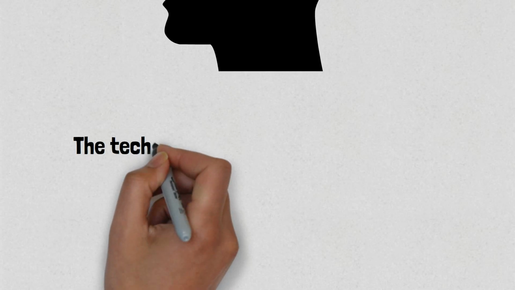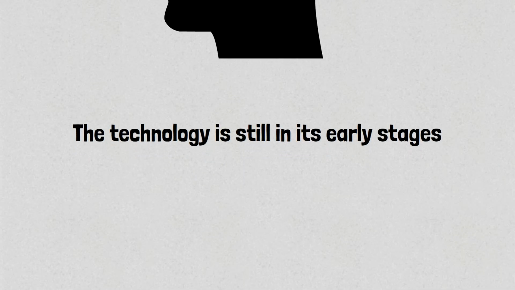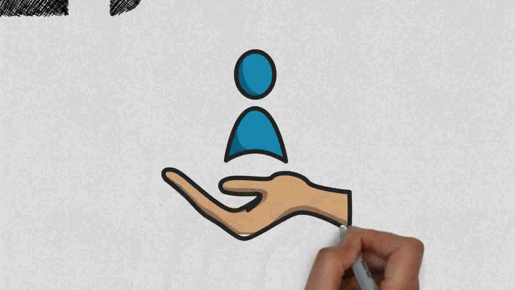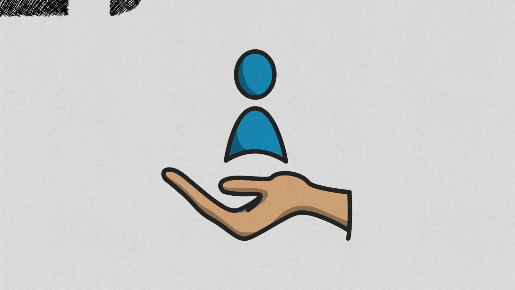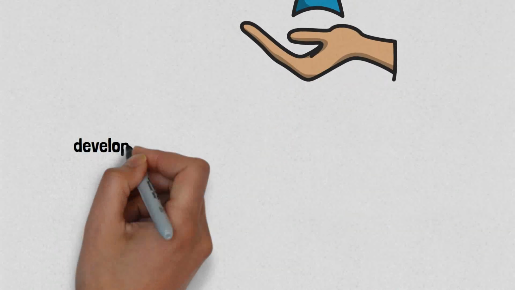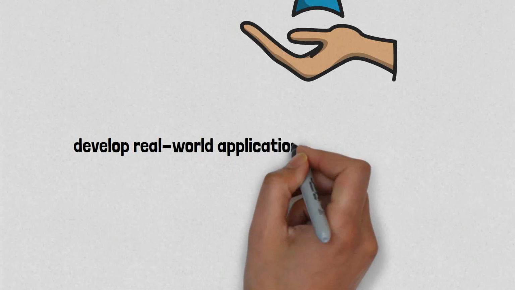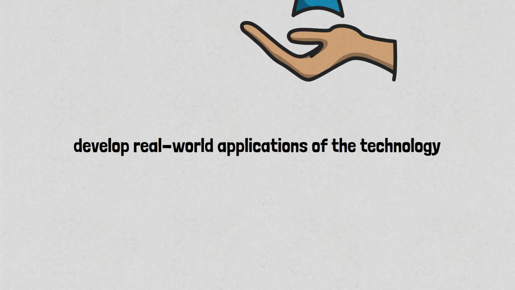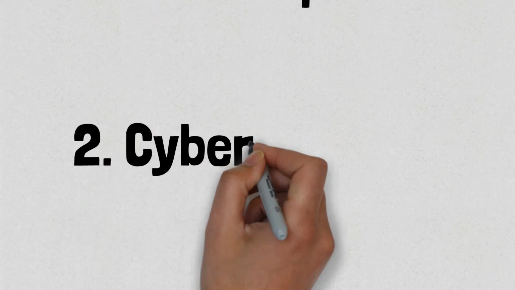The technology is still in its early stages, but tech giants like Facebook, Google and IBM are investing huge amounts of money and resources into AI research. There's certainly no shortage of opportunities to develop real-world applications of the technology, and there's immense scope for breakthrough moments in this field. Number 2 is cybersecurity.